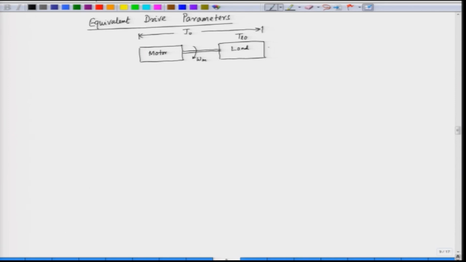Now, this motor and load combination is coupled to another system using a mechanical gear. This is a gear, and this is driving another load. We call the first one load 0 and this one load 1.